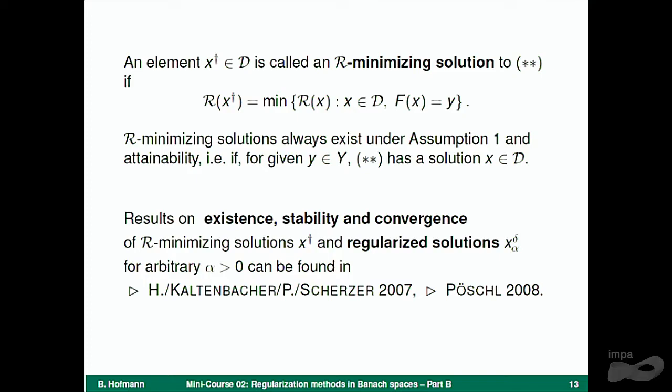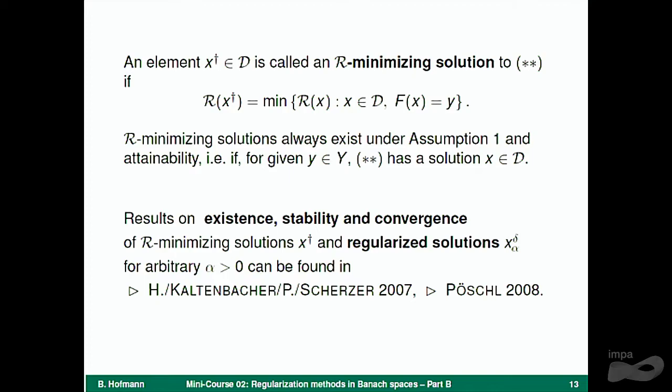An element we call an R-minimizing solution to our equation if among all solutions this R is minimized. This is well known. An R-minimizing solution always exists under our assumptions, and of course attainability, that Y is really in the range of this operator, and it is necessary that there is a solution in the domain D. It means also such an element that R of x is finite here.